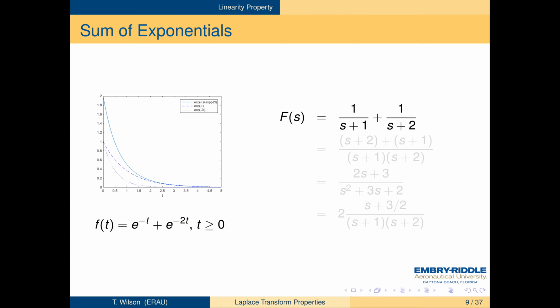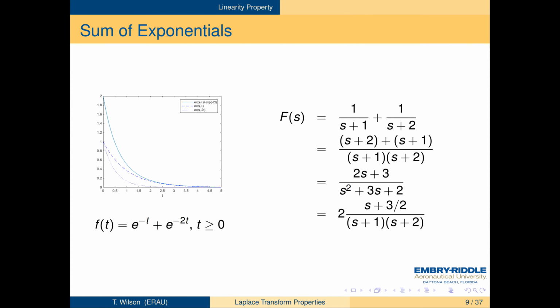We then combine the terms by putting them over a common denominator, where we see that we will have a pole associated with each component exponential. We multiply out the denominator to get a polynomial of order 2, and we sum the terms in the numerator to get a first-order polynomial. Finally, we factor out the coefficient of s in the numerator to see the location of the 0 at s equals minus 3/2.